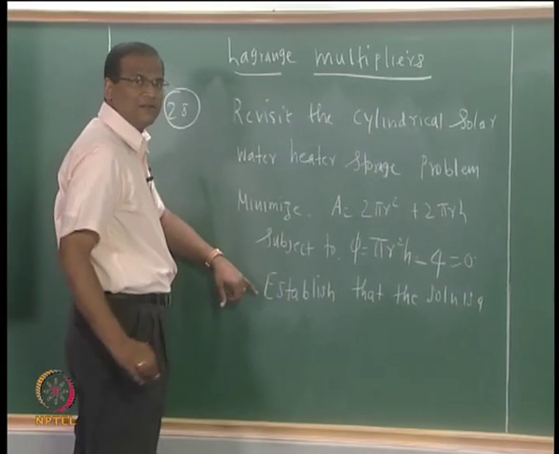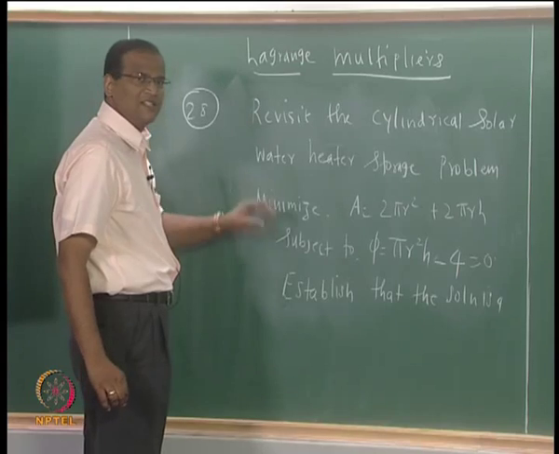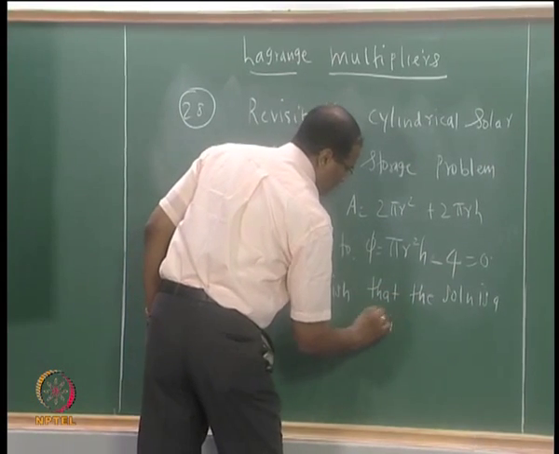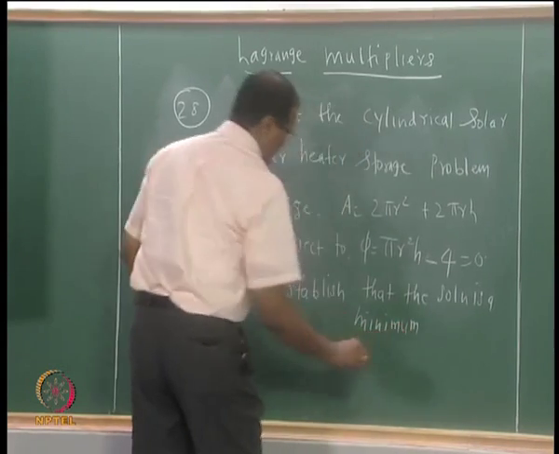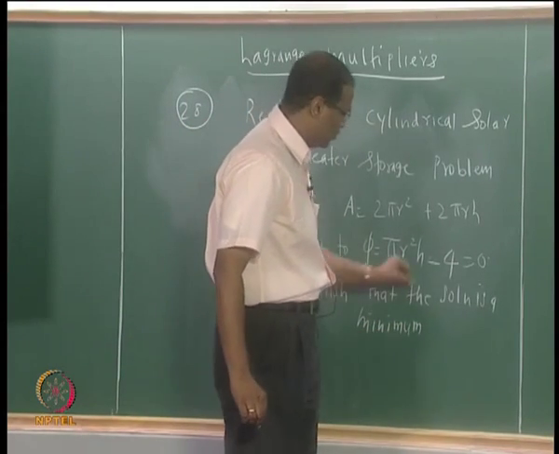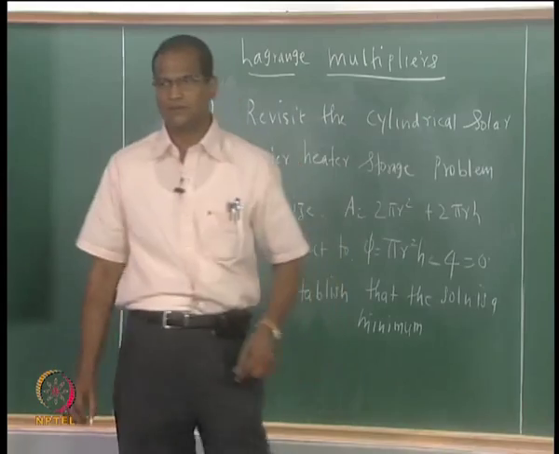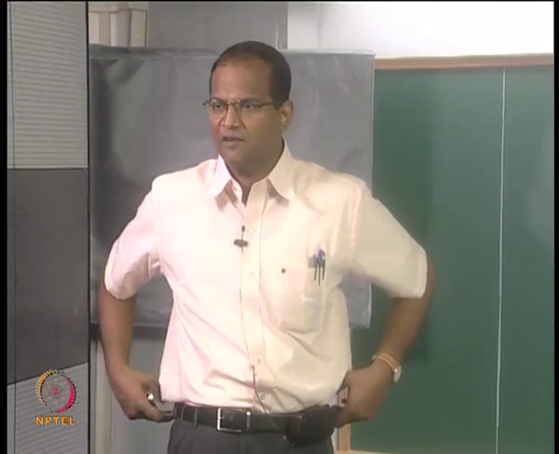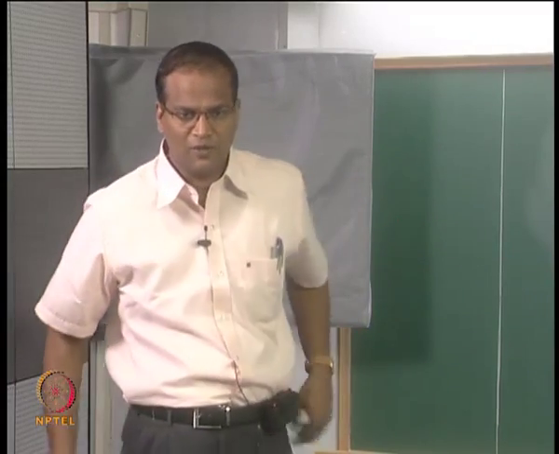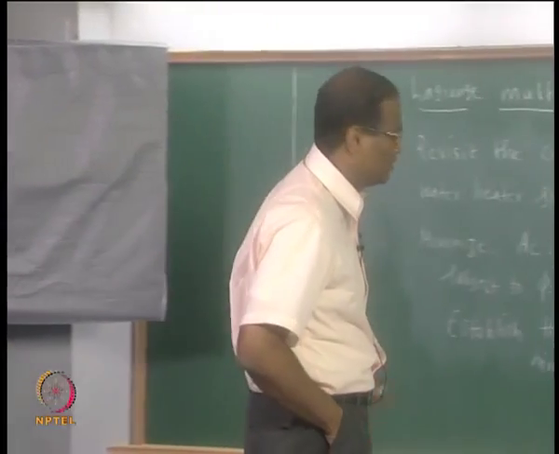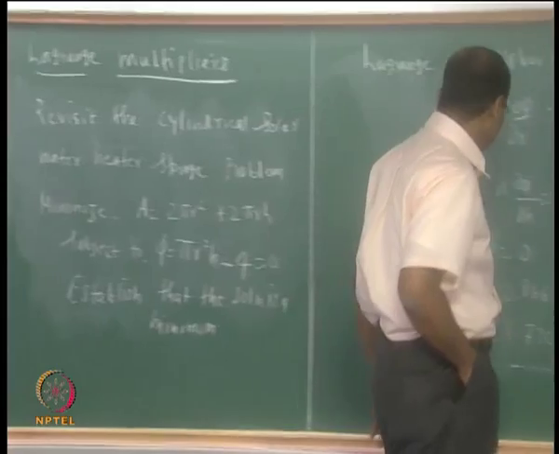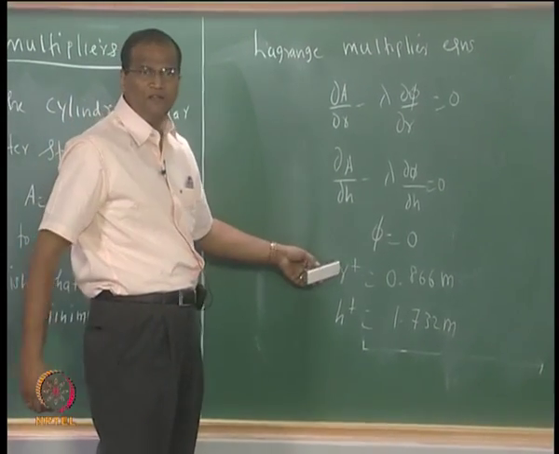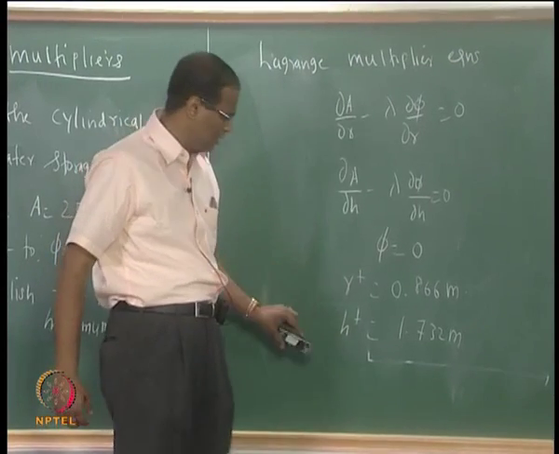So the problem starts now. Establish that the solution is a minimum using the Hessian. You can convert it into a one variable problem and prove that the second derivative is greater than 0, which we did in one of the earlier classes. Now we will formally use the Hessian. Everybody has the solution, right? We already solved it in one of the earlier classes.